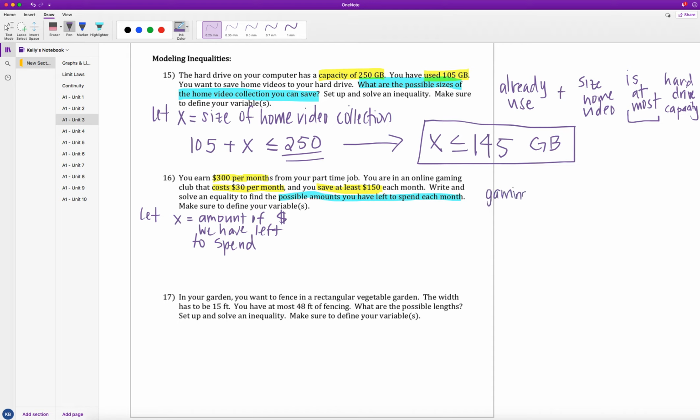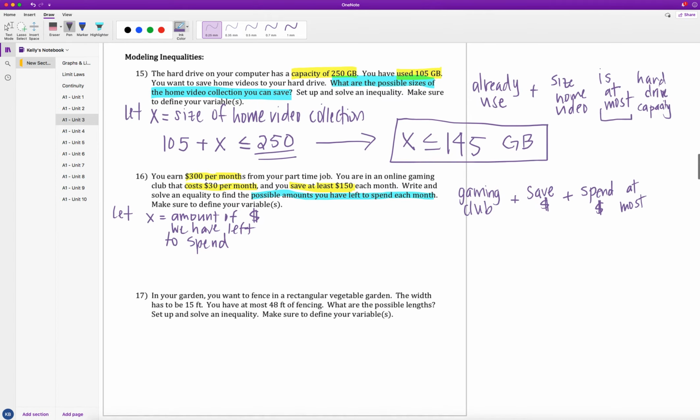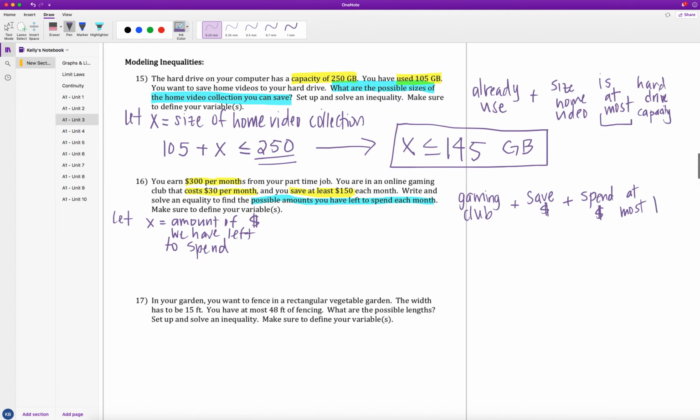So that's a cost. We also have how much we want to save plus how much we want to spend. That has to be at most, again, our paycheck. Let me slide this over and get a little bit more space. There we go. So that has to be at most what our paycheck is going to be.